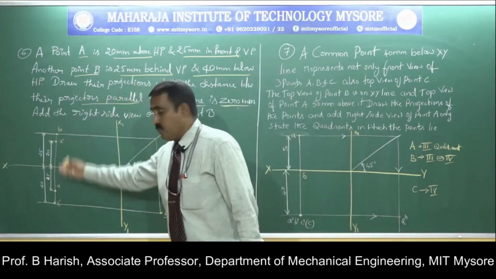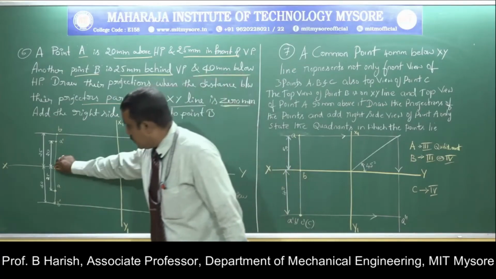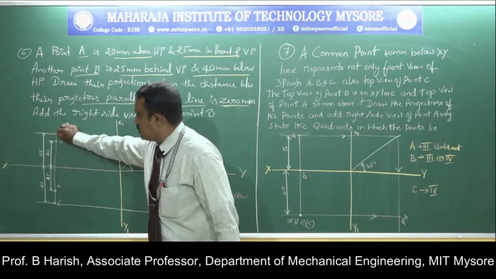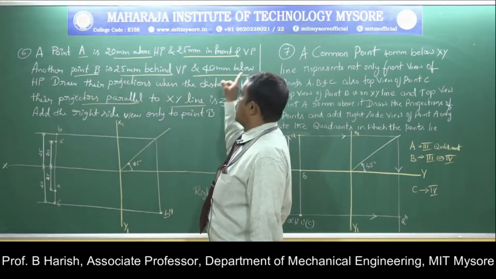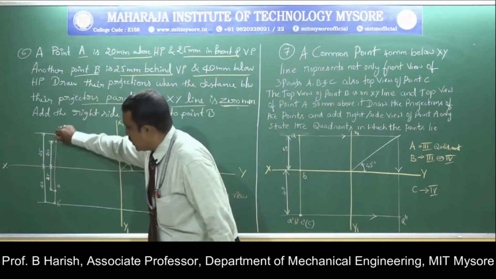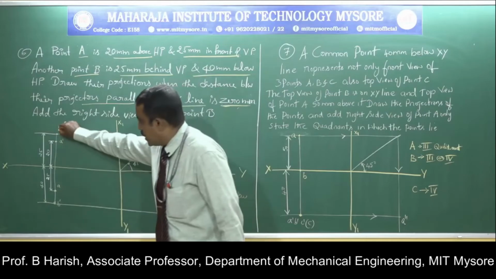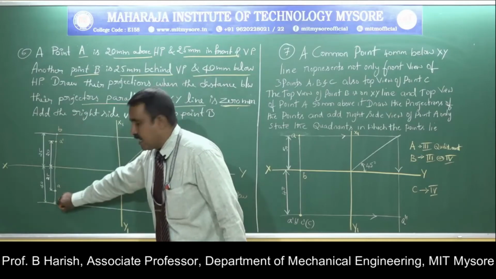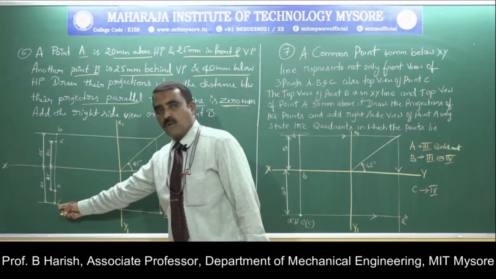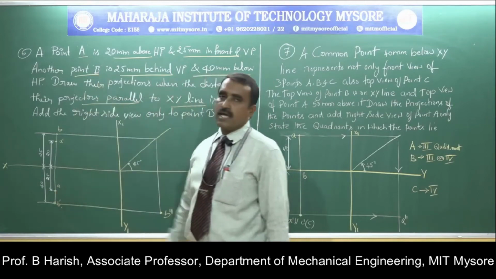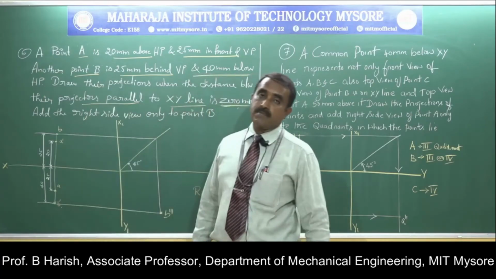Once that is concluded because of the data given, from the same projector measure a distance of 25 mm, since it is 25 mm behind VP and 40 mm below HP: 25 mm above the xy line and 40 mm below the xy line. There you get the points B and B dash. Since the point is in the third quadrant, the front view will be below the xy line and the top view above the xy line. So that completes the first part of the problem.